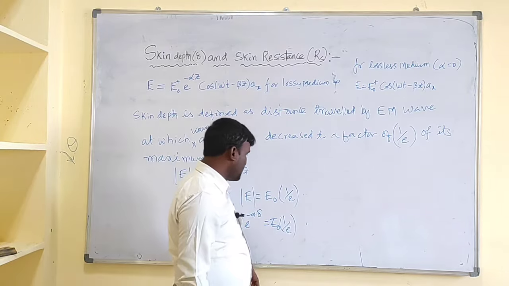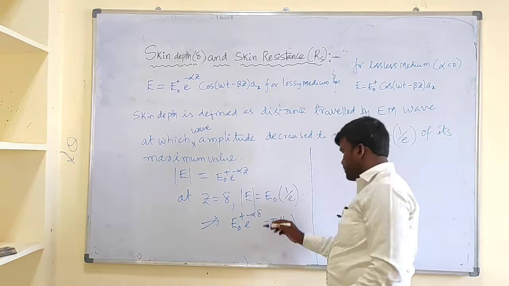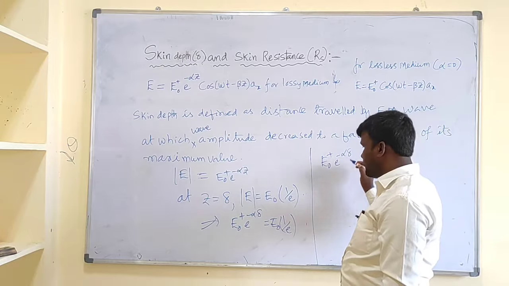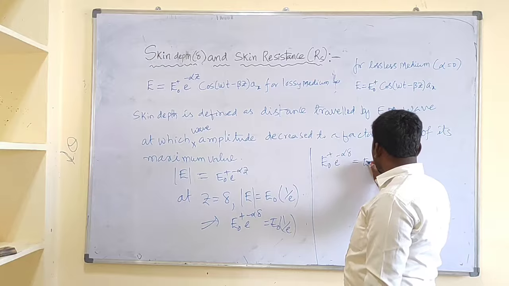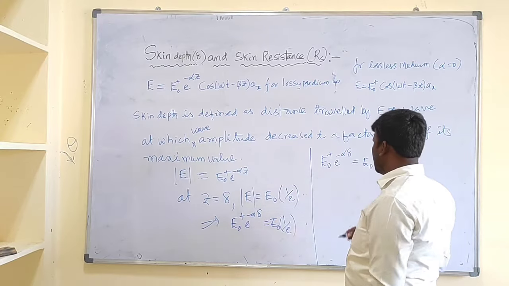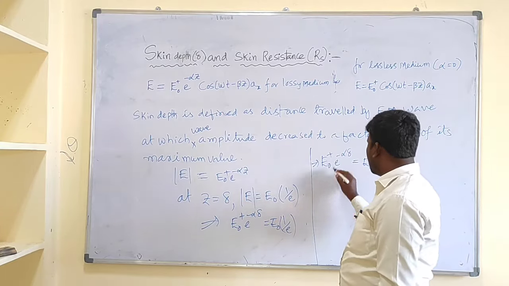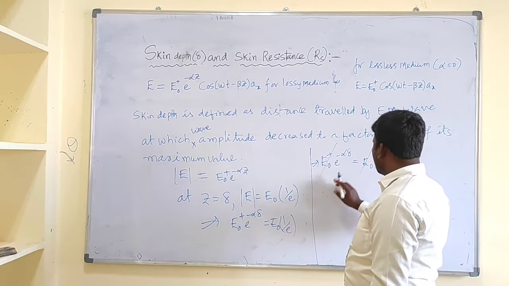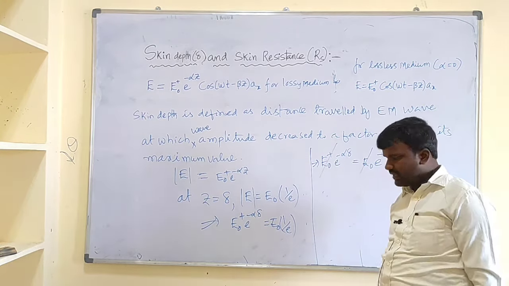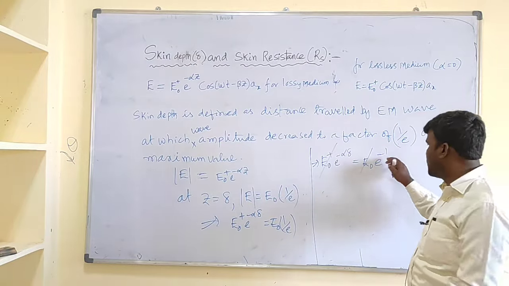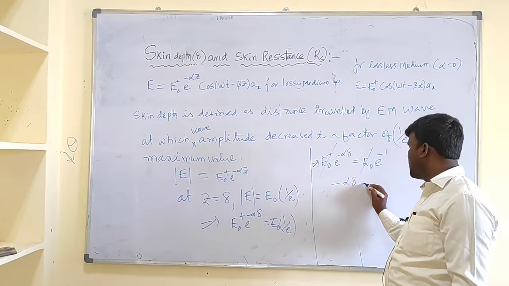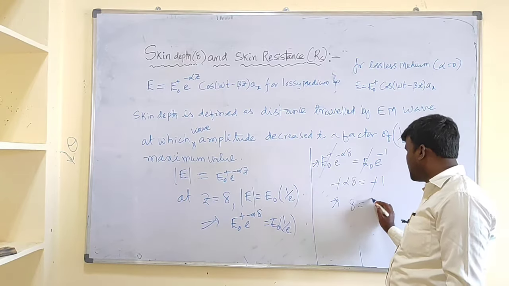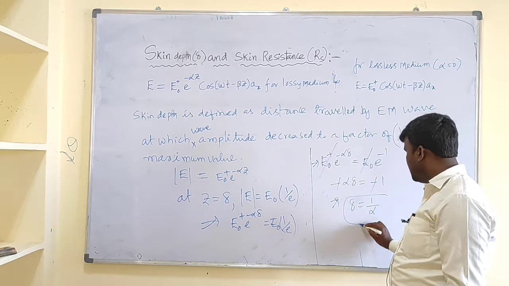Now this can be written like this: E naught plus e to the power minus alpha delta is equal to E naught into e to the power minus 1. By equating the similar terms, these powers are equal. On the left hand side, e to the power minus alpha delta; on the right hand side, minus 1. So minus alpha delta equals minus 1. The minus signs cancel out, and we require delta equal to 1 by alpha.